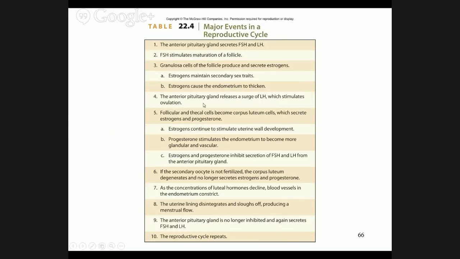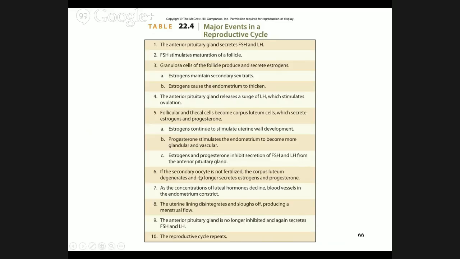The anterior pituitary gland releases a surge of LH, which stimulates ovulation. The follicular and thecal cells become corpus luteum cells, which secrete estrogens and progesterone. Estrogens continue to stimulate uterine wall development. Progesterone stimulates the endometrium to become more glandular and vascular. The estrogen and progesterone inhibit secretion of FSH and LH.